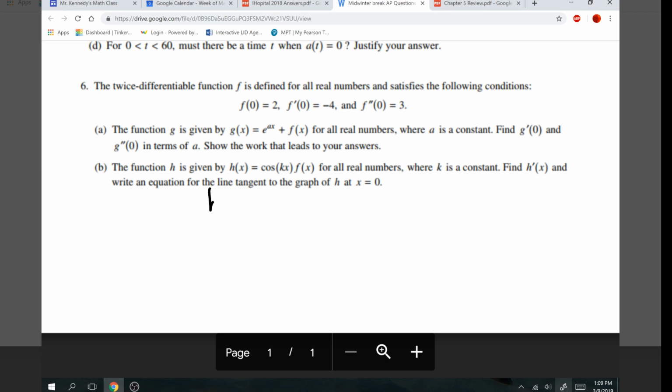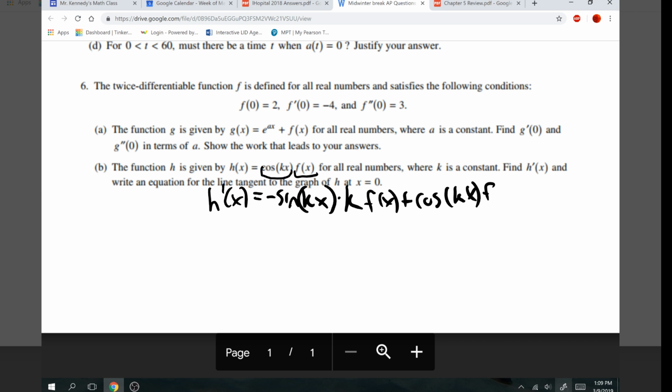So let's just find h prime right now. We got a little bit of product rule here. So the derivative of cosine is negative sine of kx. And we chain out a k. And so that's just a prime times b plus a times b prime.